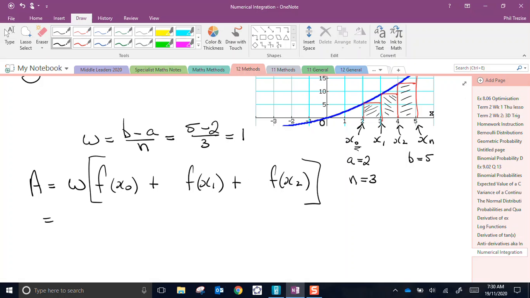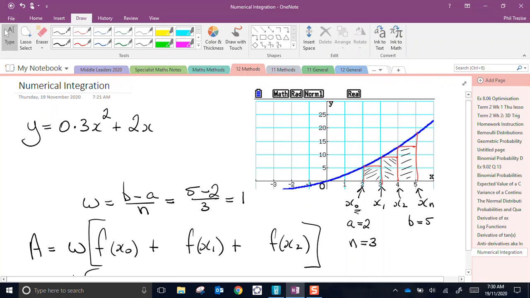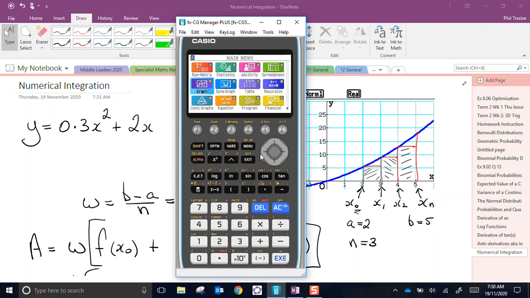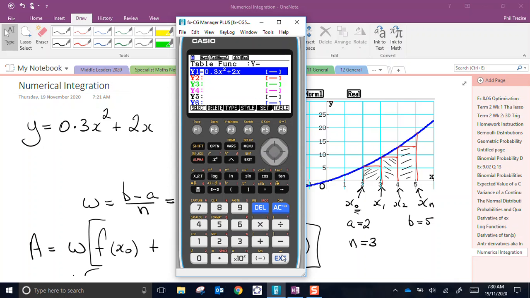Note that for left-hand rectangles, we start with x0 and we finish 1 before the end. Do not calculate the height at x3, otherwise we'd be going too far. So the width was 1. Now what was my function? Well, this is where I can use my calculator to help me a little bit. There's my calculator screen, and there's the function, so just make sure it's the same one. When we type functions into the graphing app, we can come across to the table app, and it automatically copies the same thing across.